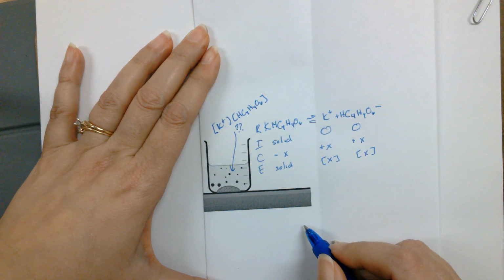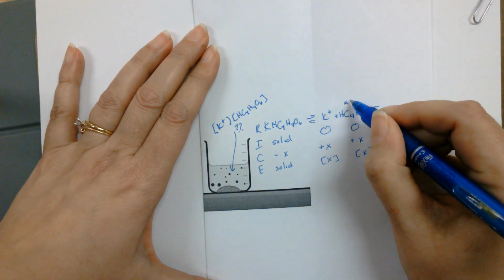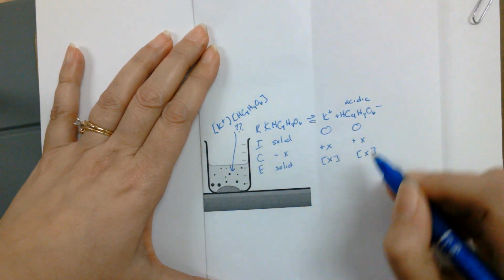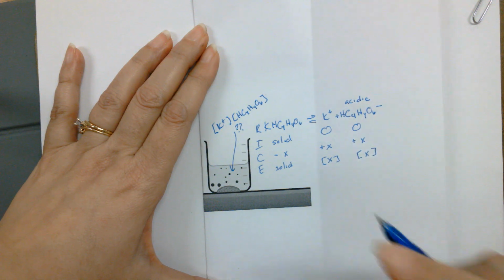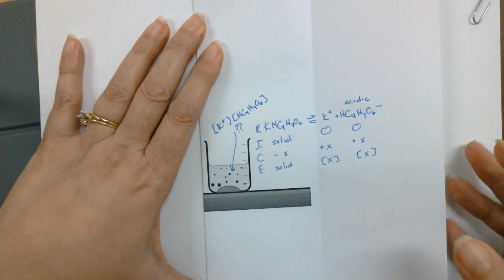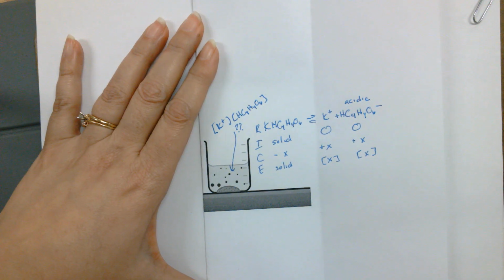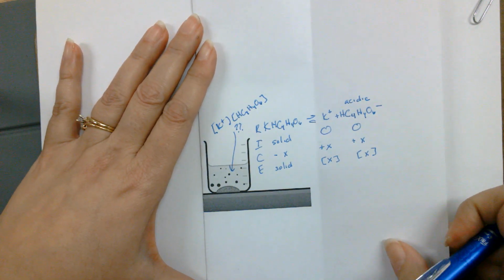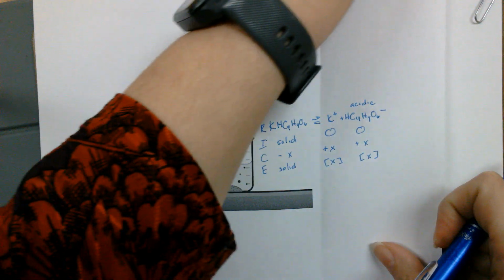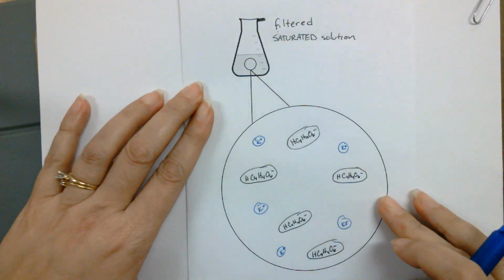Well, we wouldn't really be able to figure this out with just the potassium ion, but what we do know is that this is acidic. And that's why we could use this as a titration. So we filtered this so that we would not have any extra dissolving solid. And you took 25 milliliters of it and put it in a flask to be able to titrate it. So here's a little picture.